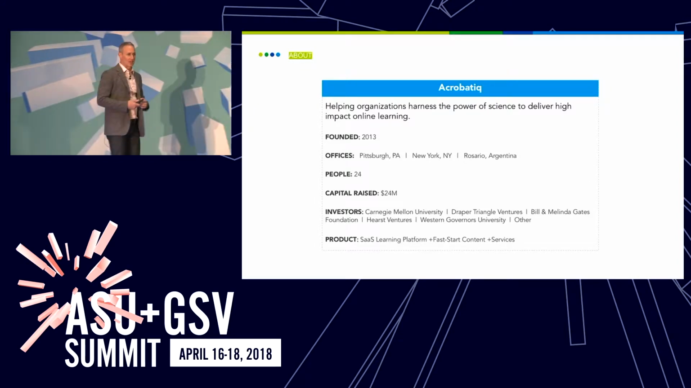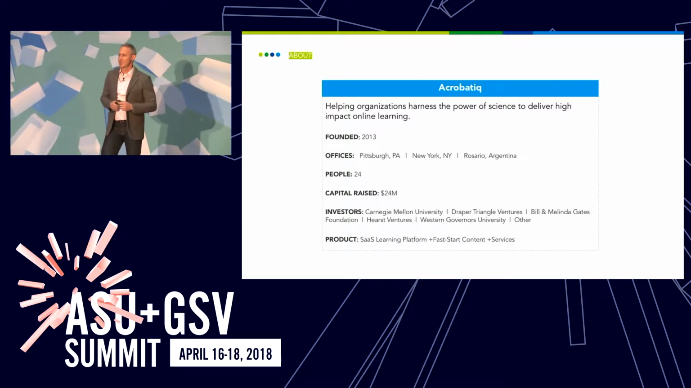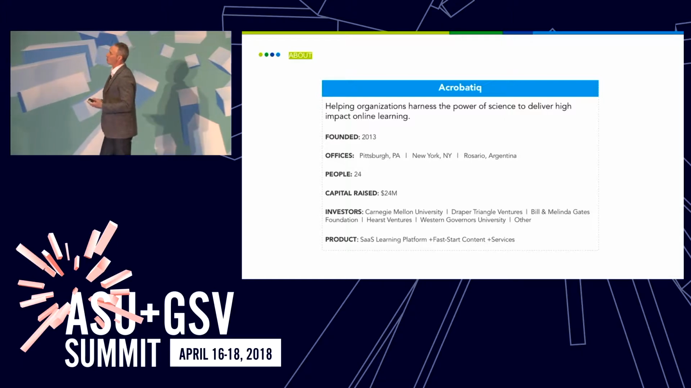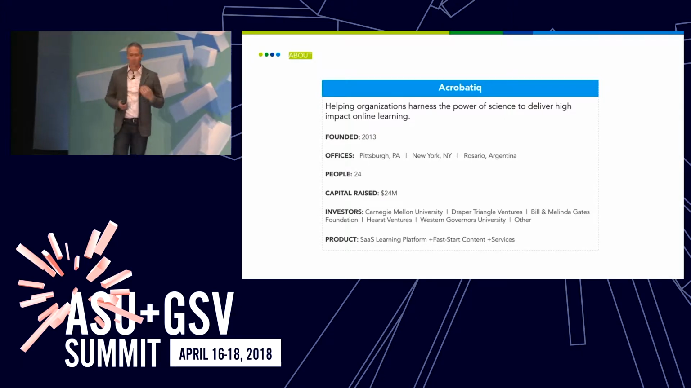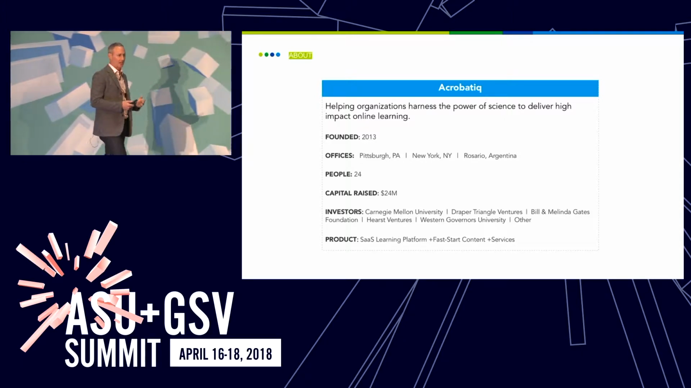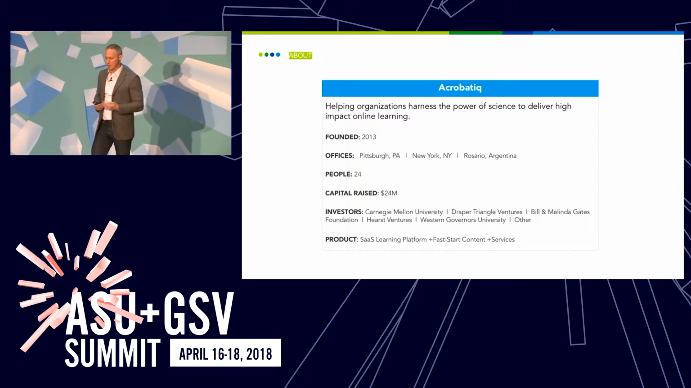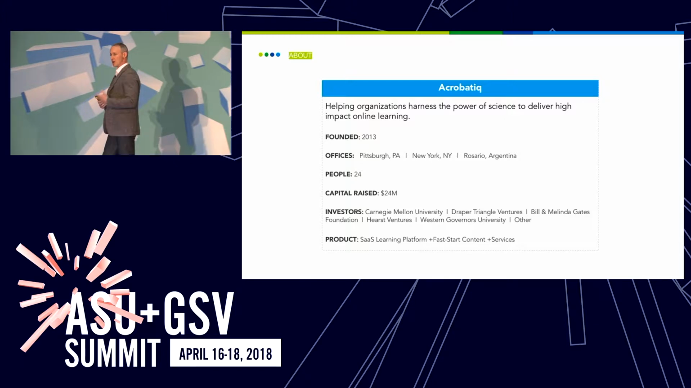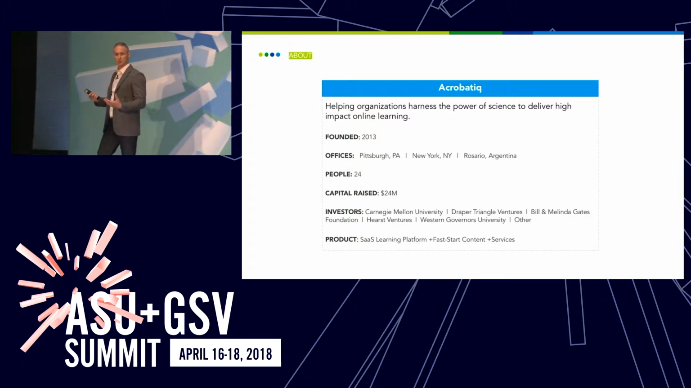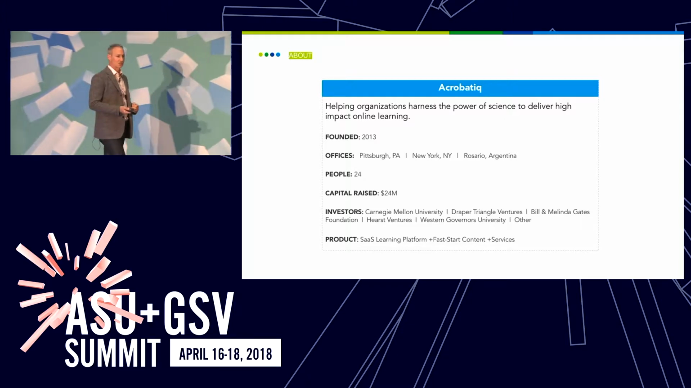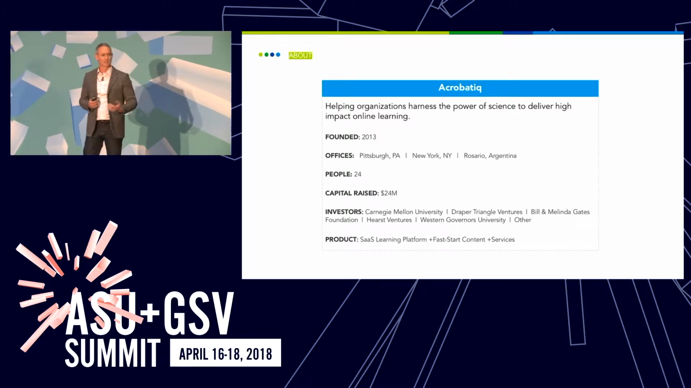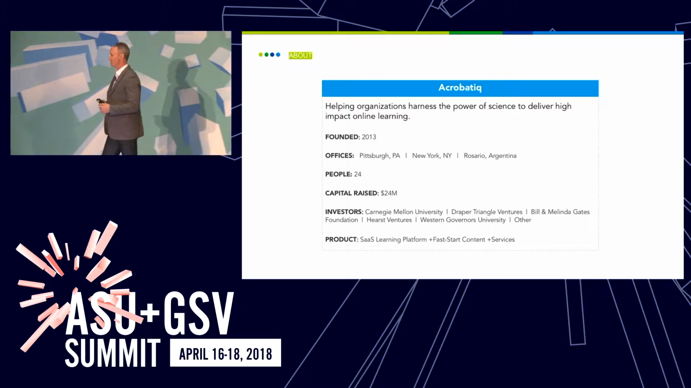So Acrobatiq was founded in 2013, and we really exist to try to help learning organizations harness the power of science and technology to deliver high-impact online learning. We've raised over $20 million. We have a really strong investor group that ranges from traditional venture capital VCs, Draper, Hearst Ventures, to non-traditional investors like the Gates Foundation, who's an equity investor in the business.